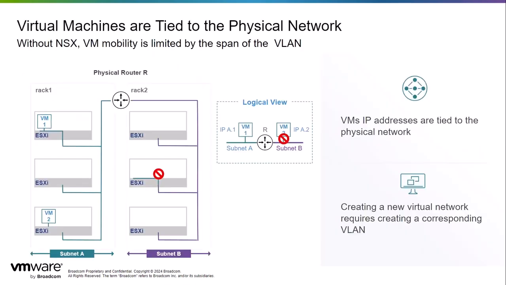Here we see that without NSX, VM mobility is limited by the span of the VLAN and virtual machines are tied to the physical network. If you look at the diagram on the left, you have subnet A and you've got some workloads sitting in subnet A. You have some open capacity in subnet B and you'd like to move those workloads into subnet B, but you're not able to without changing the IP address. Oftentimes the IP addresses are hard-coded, which means you have to refactor the application, making it more difficult.